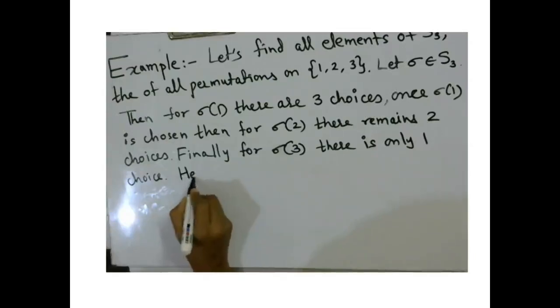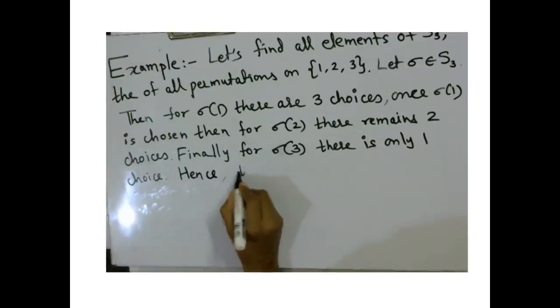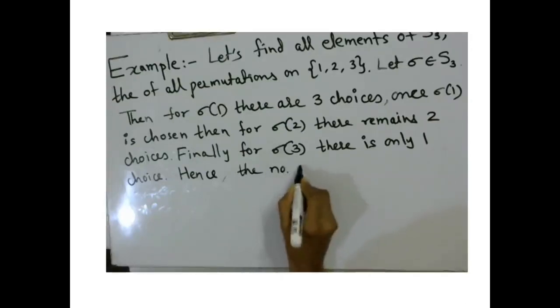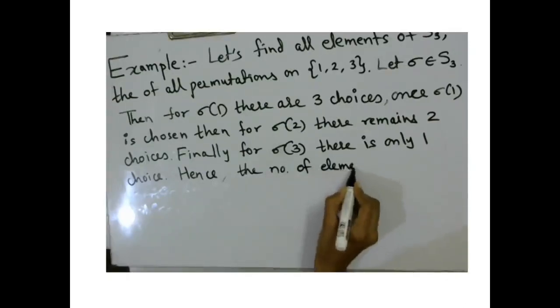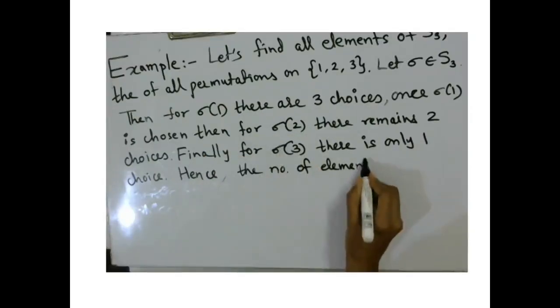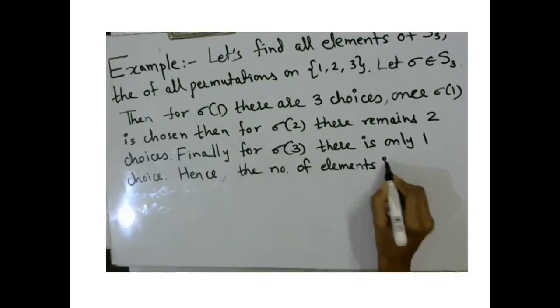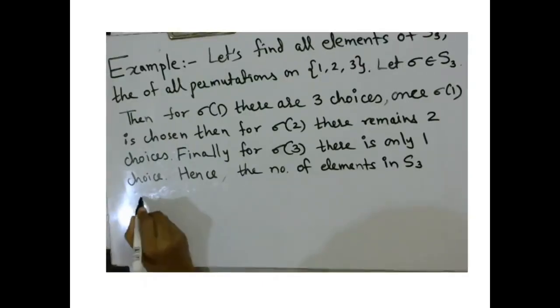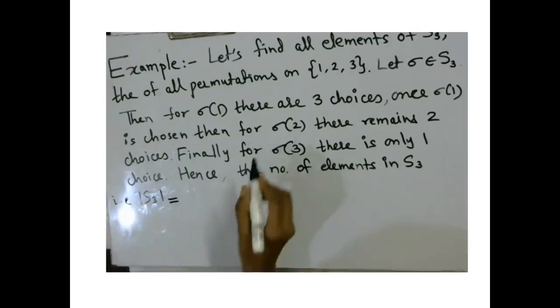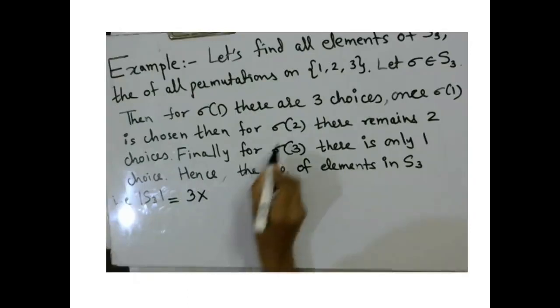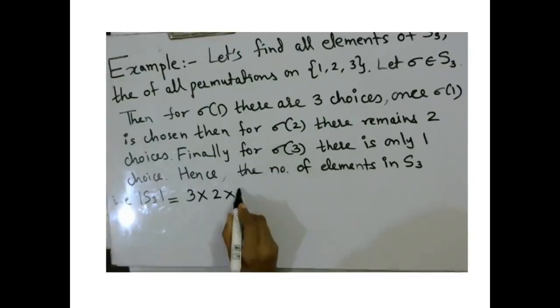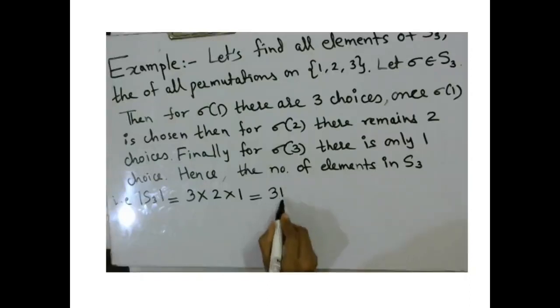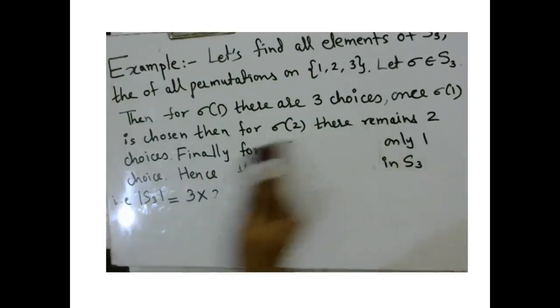And hence, the number of elements in S3, by considering all the possibilities of sigma of 1, sigma of 2, sigma of 3, that is the cardinality of S3, is 3 choices for sigma of 1 into 2 choices for sigma of 2 into 1 choice for sigma of 3, that is 3 factorial, which is 6. So we know now that there should be 6 elements in S3. Now let us find all these 6 elements.